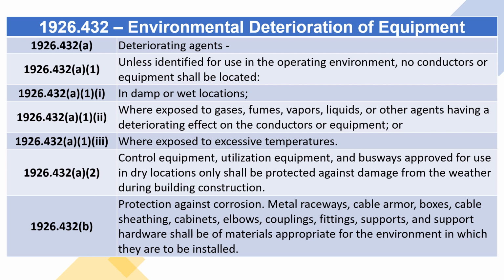1926.432(a)(2): Control equipment, utilization equipment, and busways approved for use in dry locations only shall be protected against damage from the weather during building construction. 1926.432(b) Protection against corrosion. Metal raceways, cable armor, boxes, cable sheathing, cabinets, elbows, couplings, fittings, supports, and support hardware shall be of materials appropriate for the environment in which they are to be installed.